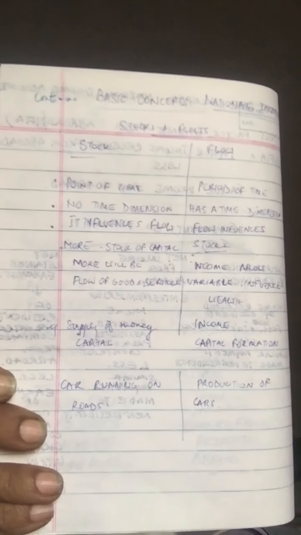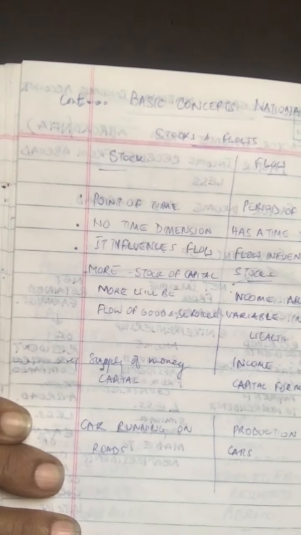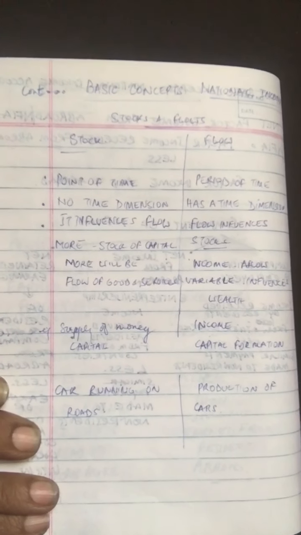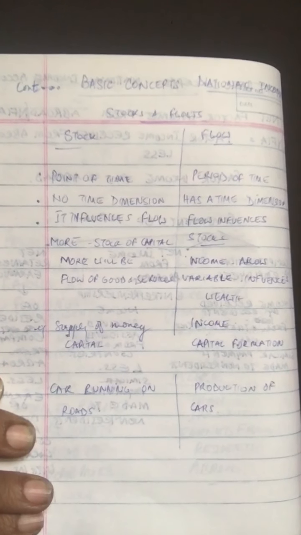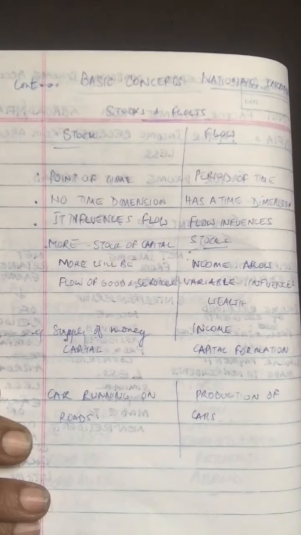So if I ask a question, the total number of cars running on roads, the total number of cars which are there, that is a stock. But if I talk about production of cars, then that is a flow, because that has a time dimension. If I talk about the distance between any two locations, for example, that is a stock. But if I talk about speed of vehicles covering the distance, and in that too, if I take different vehicles, all of that will be flows.